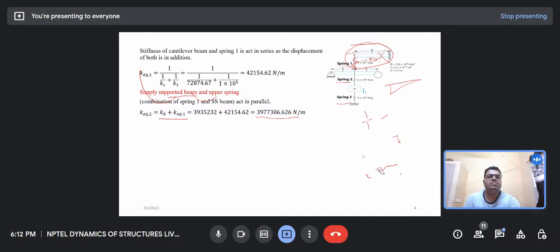How can we represent this system? This whole system is gone. Now this system becomes this: a spring, then a joint, then a spring, which is k equivalent. This whole system is the k equivalent 2.